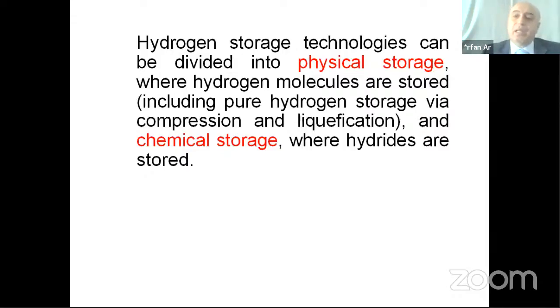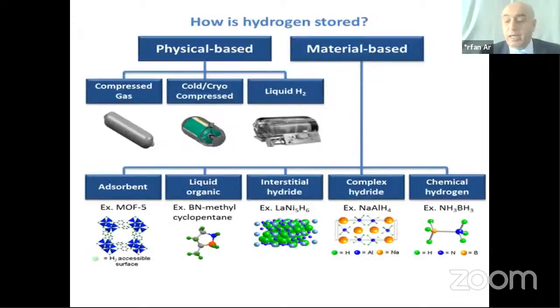Hydrogen storage technologies can be divided into physical storage, where hydrogen molecules are stored, including pure hydrogen storage via compression and liquefaction, and chemical storage, where hydrides or the hydrogen is stored as a chemical substance. Here, a summary of these storage technologies appears in the figure. Physical based are the compressed gas, cold or cryo-compressed, and liquid hydrogen.